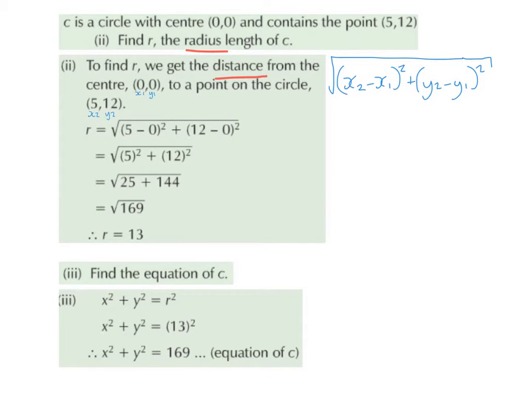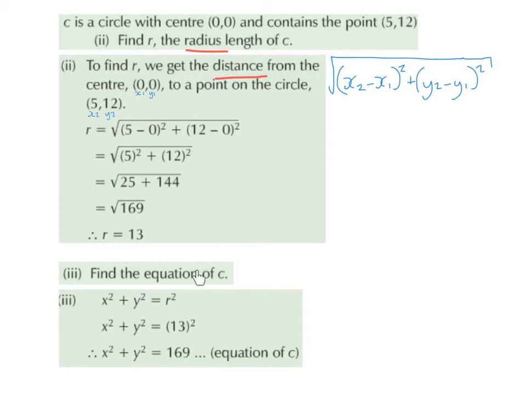Swap the y2 for 12. Bring down the minus and swap the y1 for 0. Close the bracket and squared. So then 5 minus 0 is 5, 12 minus 0 is 12, 5 squared is 25, 12 squared is 144, 25 plus 144 is 169, and the square root of 169 is 13, so the radius is 13.